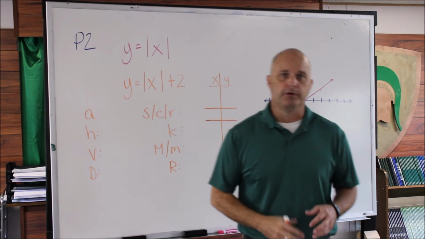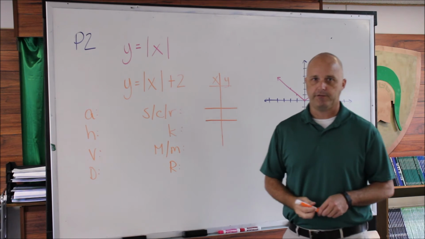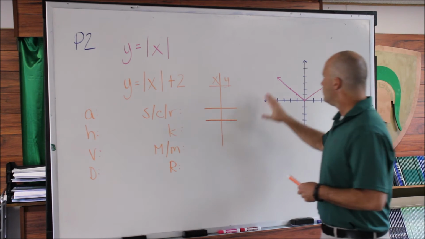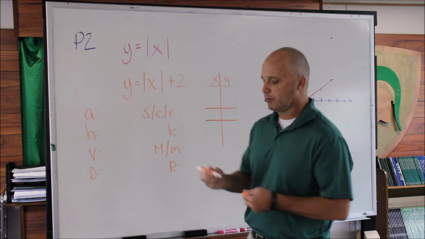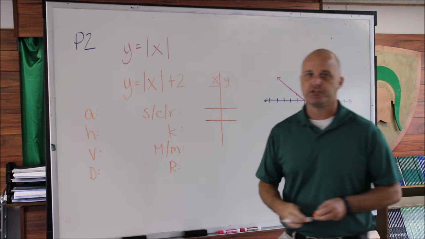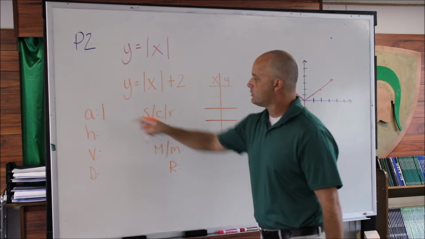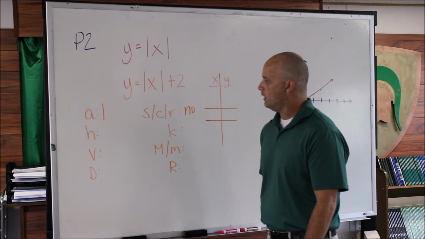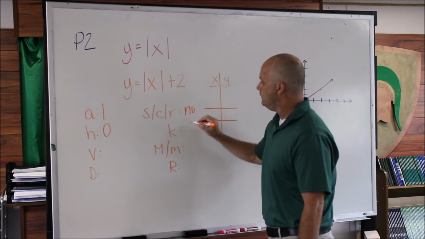Okay, for problem number 2, all we're going to do is change that k value from a -2 to a +2. And we're going to see the effect that it has on the graph. So again, you can see that I've got the parent function graphed, I've got the parent function listed, and we're going to go ahead and start filling in this information. So again, the a value is 1. We have no stretch, compress, or reflect because the a value is equal to 1. The h value is 0, but this time the k value is 2.